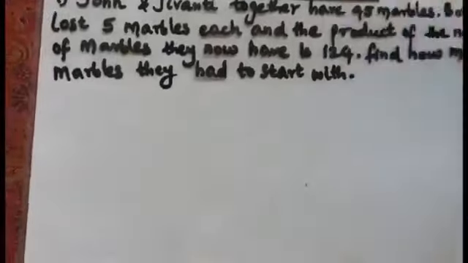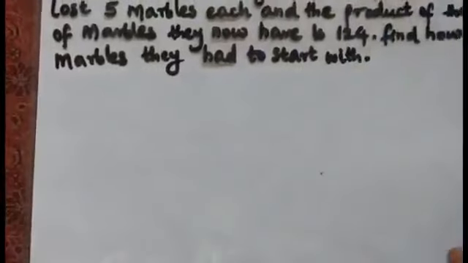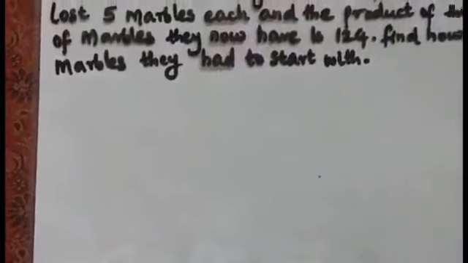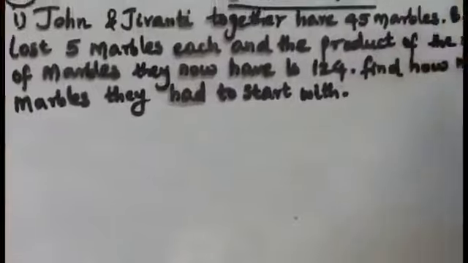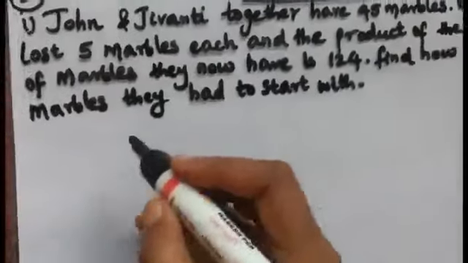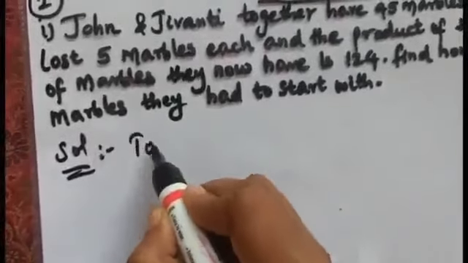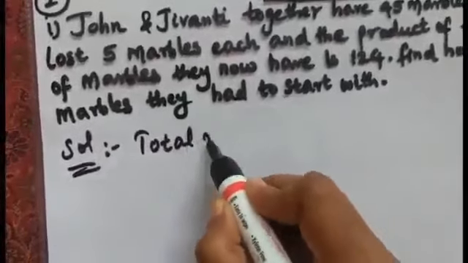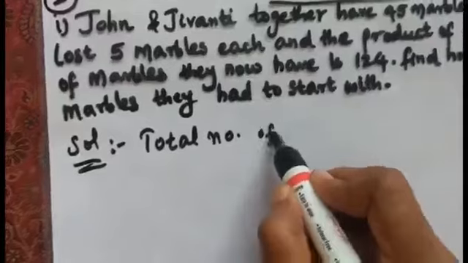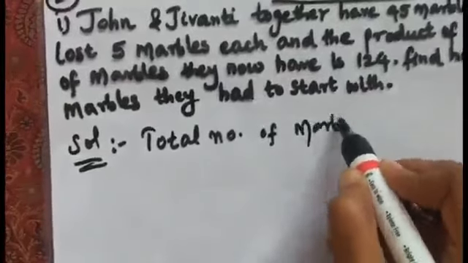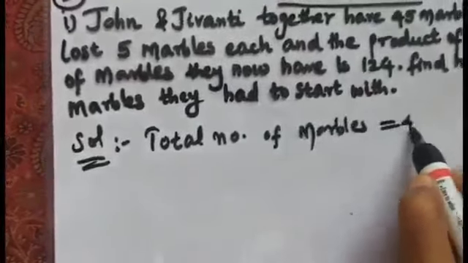So the information given is that there are two characters and the total marbles they together have is 45. First, we will write whatever is given to us. So let's start the solution. Total number of marbles is equal to 45.